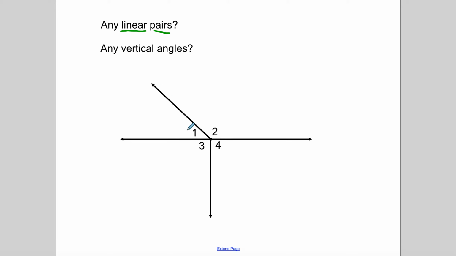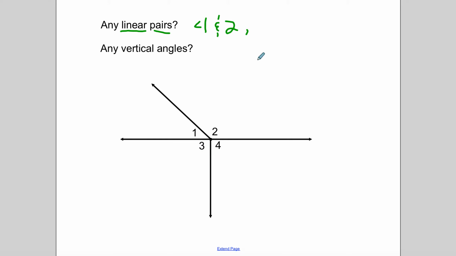Well, angle 1 and angle 2, if I add them together, it looks like they form a straight angle there, which looks like it's about 180. So I would say angle 1 and angle 2 is one linear pair. Do you see any others? What about, let's just go around. So 1 and 2. What about 2 and 4? No, this angle here looks like it's bigger than 180, so that's not going to be a linear pair. Okay, what about 3 and 4? Yes, that looks like it's a straight angle right there.